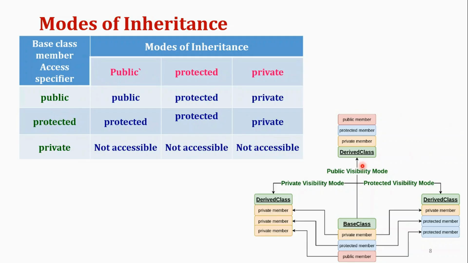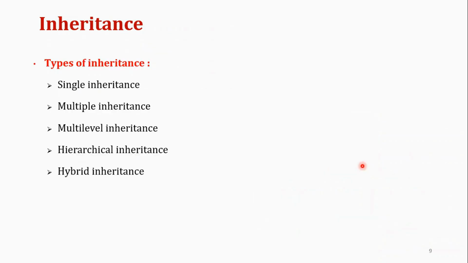Okay. So let us discuss the types of inheritance. There are 5 major types of inheritance. The first one is single or simple inheritance, multiple inheritance, multi-level inheritance, hierarchical inheritance, and hybrid inheritance. Let us see one by one what is what.